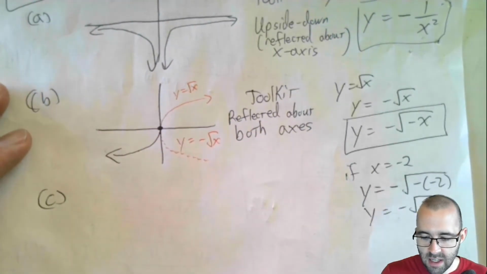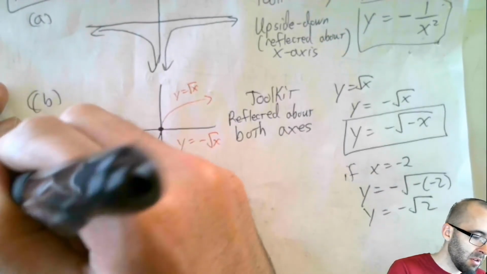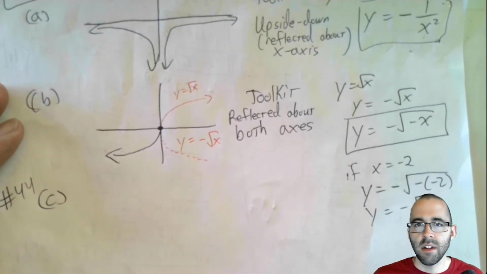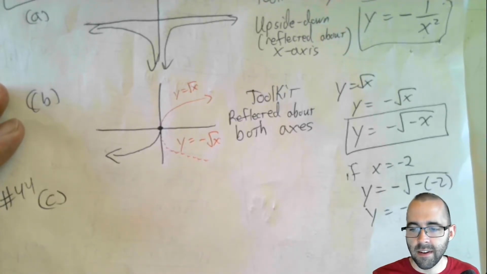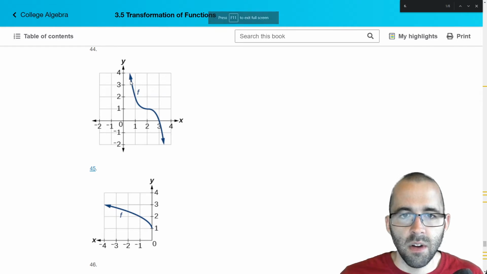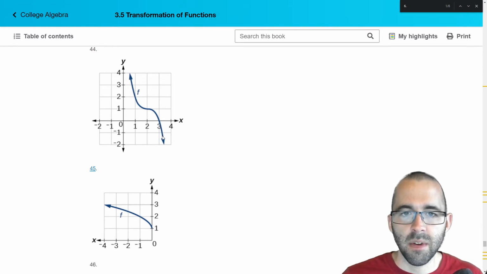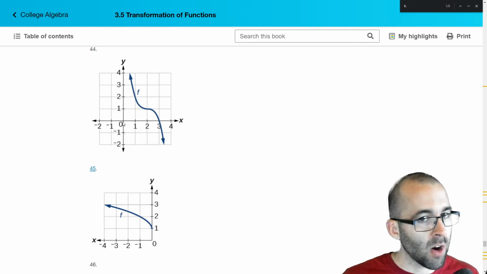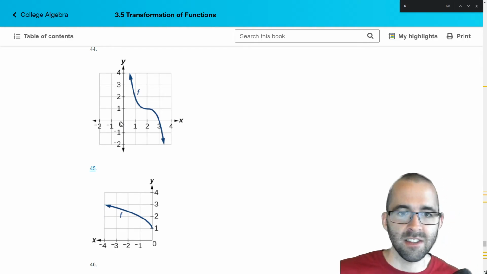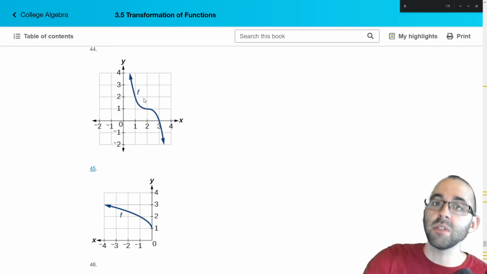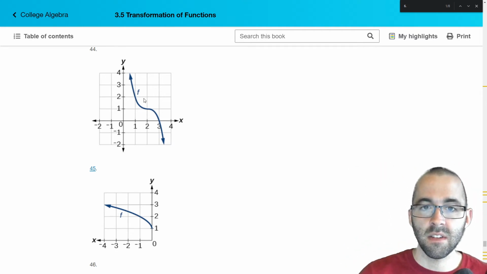Next up, part C is going to be number 44 from the book. Let's look at that one. We have to identify the shape. This one might have reflection, and we also know it has got shifted because there's nothing at 0, 0. You have to find the toolkit function and potentially multiple things.